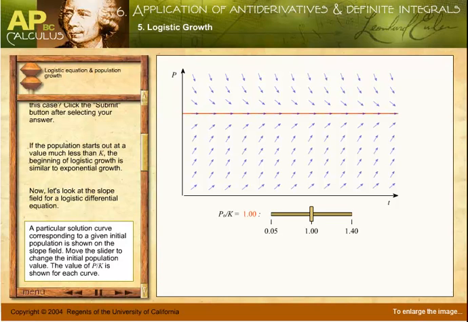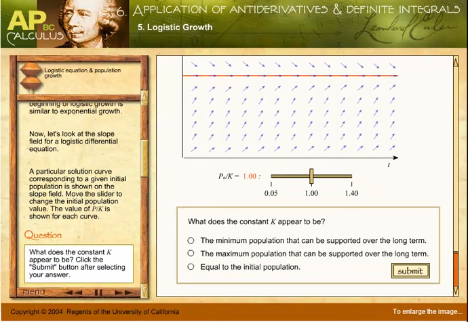The value of P over K is shown for each curve. What does the constant K appear to be? Click the Submit button after selecting your answer.